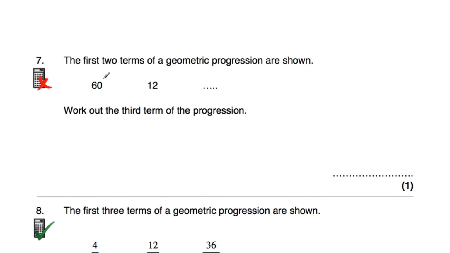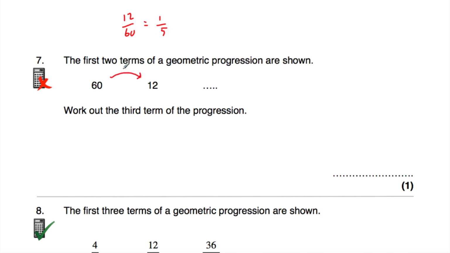So to get from 60 to 12, we would divide by 5, so we could divide by 5 again. And if you do 12 divided by 5, you could get this next number, because we're just dividing by 5 each time. Or another way to look at it is if you divide the second term by the first term, so if you do 12 divided by 60, and cancel that fraction down, you get that's equal to a fifth.